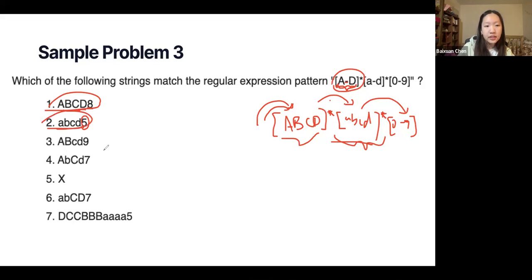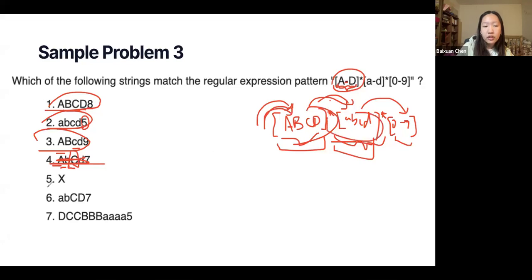For 3, we have 2 uppercase letters, which will go into the first part, and 2 lowercase letters, which are accepted by the second part. And then we have a digit, which is accepted by the third part. So number 3 also works. For number 4, we have an uppercase letter that will go into the first part, and then a lowercase letter, which will go into the second part. And next we either need another lowercase letter or a number. And here we have an uppercase letter. So this one is not accepted because we already went through the first part and the second part. Then we have an uppercase X, which will not be accepted because, again, we need something between A and D. So number 5 is not accepted.